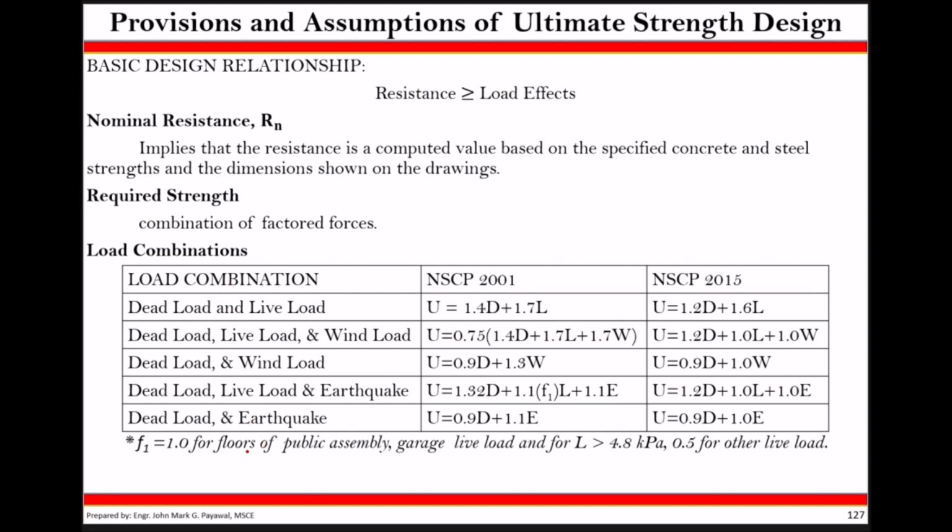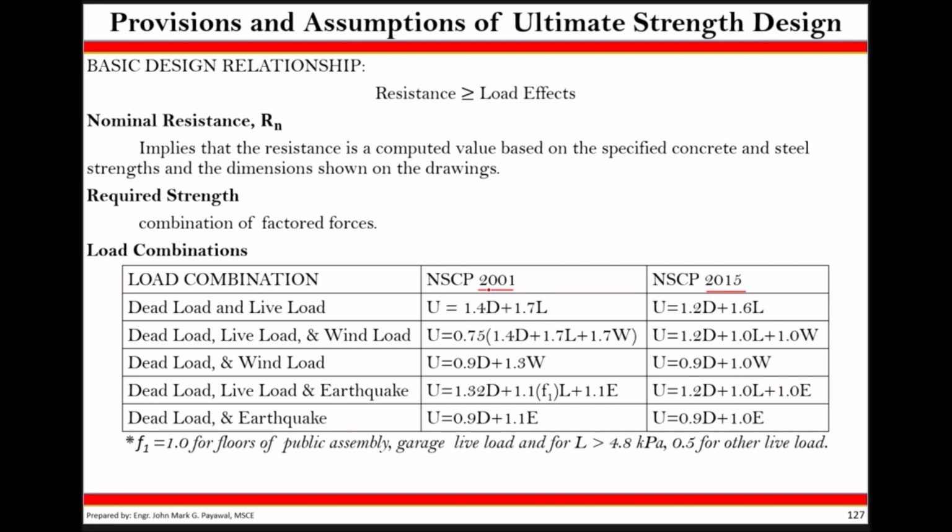You can just check that on your free time and see what are the other load combinations. But in particular, these are your load combinations. Under 2001 and 2015, we will differentiate the two. We'll start with 2001. If your situation gives you dead load and live load, the load combination should be 1.4D plus 1.7L. Meaning, you multiply your dead load by a factor of 1.4 and your live load by a factor of 1.7.